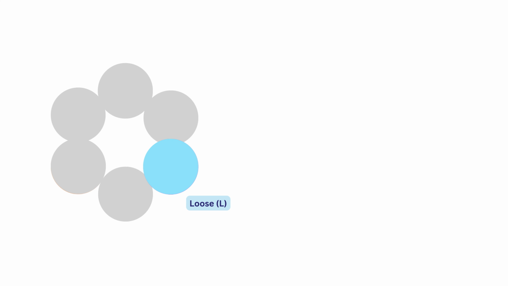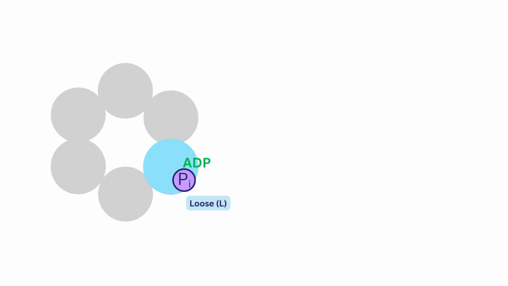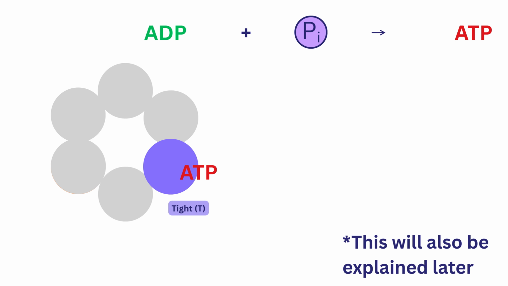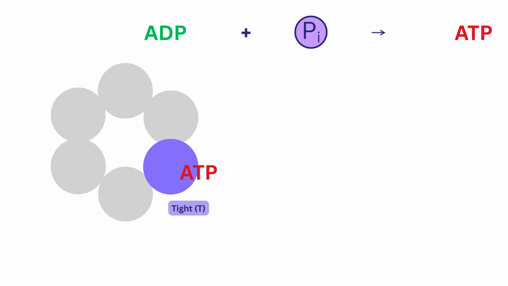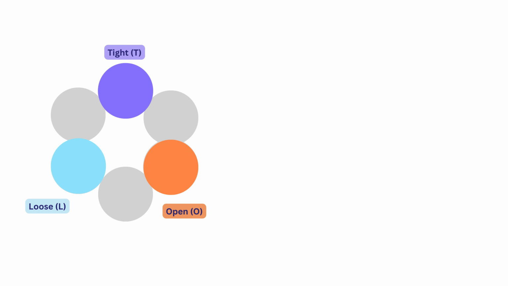If we focus on just one of the 3 beta subunits, we will see that ADP and inorganic phosphate are able to bind because they are complementary to the shape of the enzyme in the loose state. Then, something causes the loose state to suddenly transition into the tight state. During this transition, ATP is formed. Now, something else causes the tight state to transition into the open state, which releases ATP from the enzyme. All 3 beta subunits simultaneously undergo this mechanism, but are always in different states to each other.